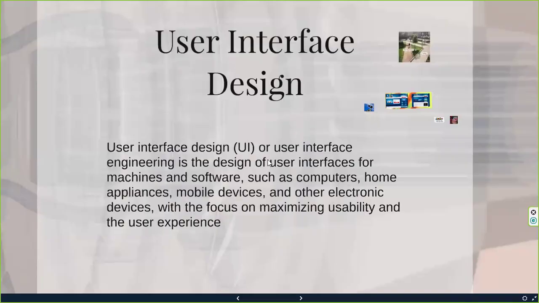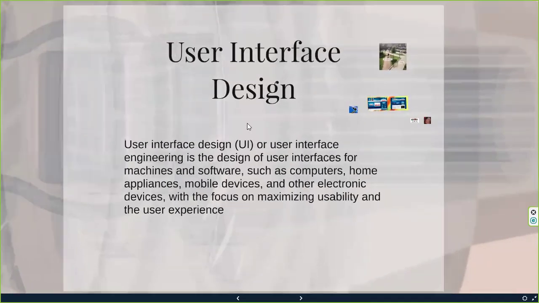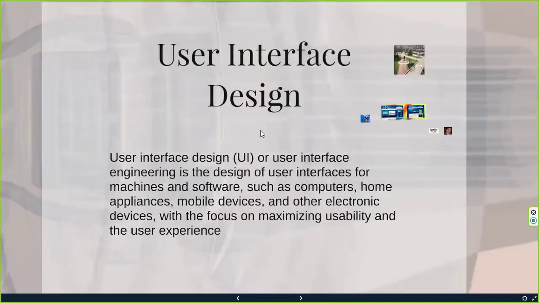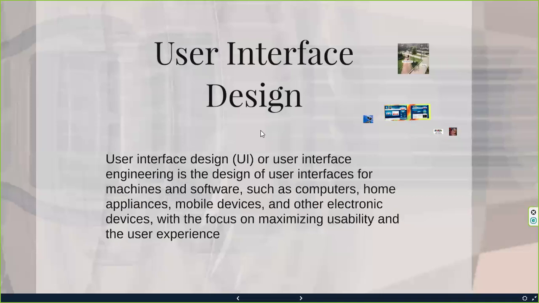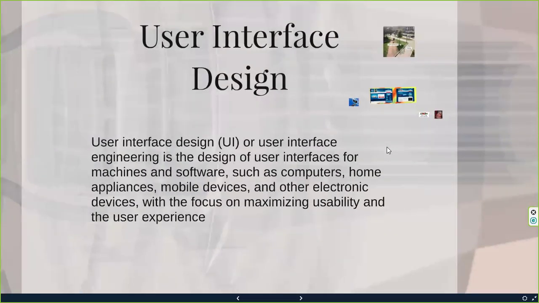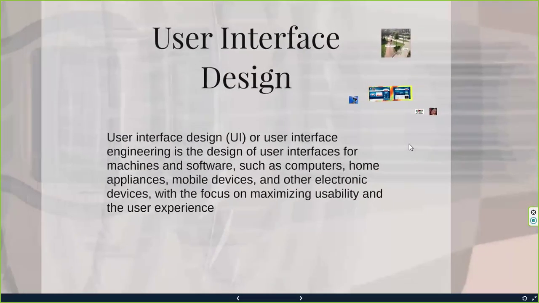Is UI UX the same thing? Yes, the UI UX is the same thing, user interface and user experience. Nowadays it is a very hot topic, and you can earn a lot of money if you give attention to the UI UX circuit. You learn so many things.